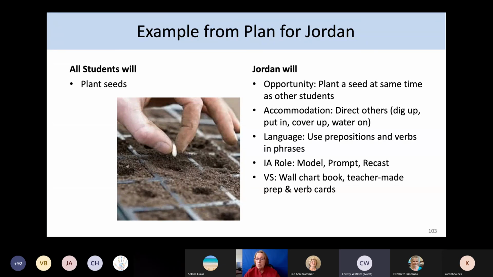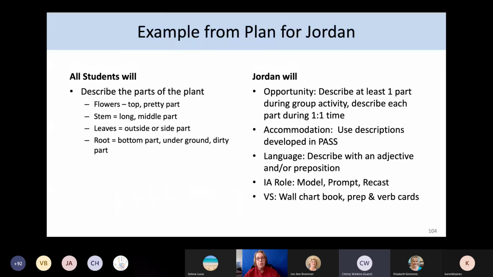And our language goal was to use prepositions. So we had come up with some phrases: dig up the dirt, put in the seed, cover it up, put water on. So that was our IEP goal, was related to using prepositions in a lesson with a verb. The instructional assistant was going to model and prompt and recast. And the only visual support we were primarily using was his book. We didn't take the big chart out, we had the book. And if the teacher wanted, I would make her some pre-made preposition and verb cards so that he could practice those specific phrases to direct other people. So we did our planning together that way.